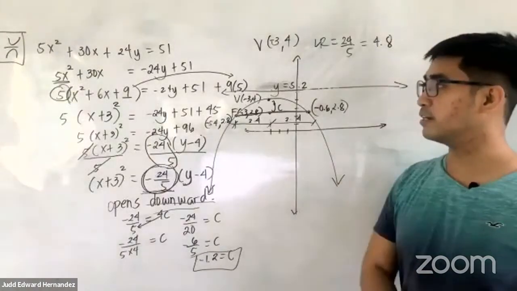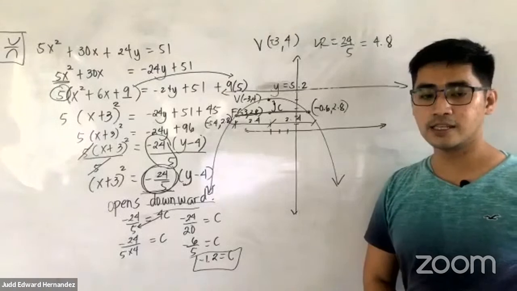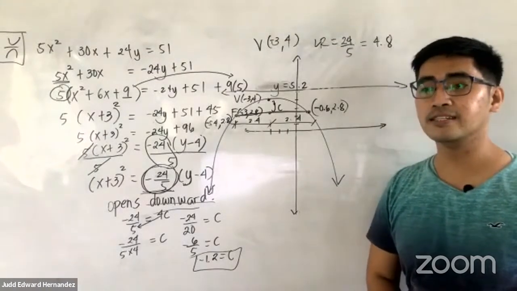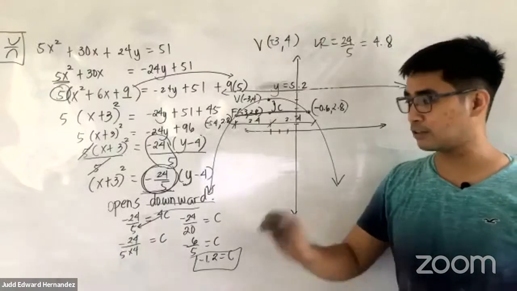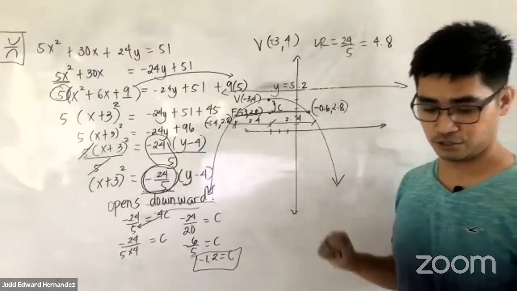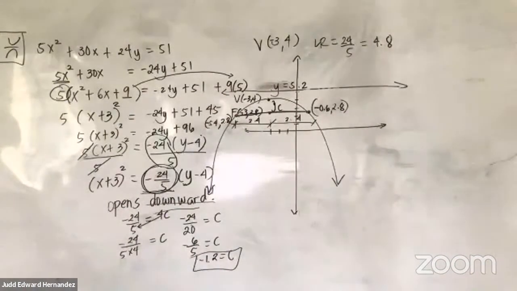Okay, this is now the graph of the equation of the parabola showing its focus, the vertex, the length of the latus rectum, and the endpoints of the latus rectum. Questions?